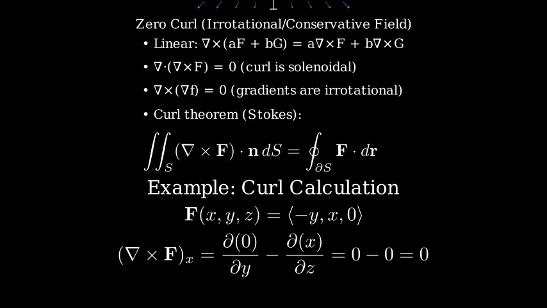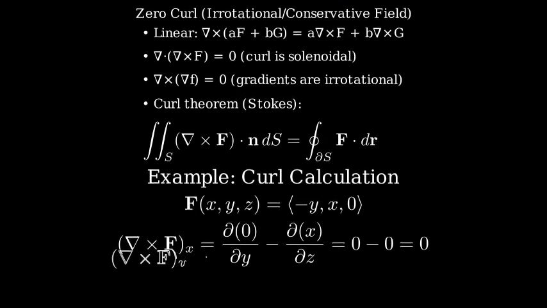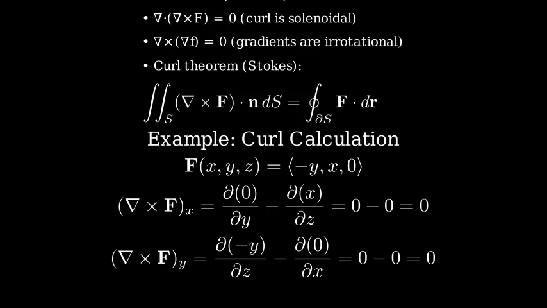Since our z component is 0 and doesn't depend on y, and our y component doesn't depend on z, this is 0. The second component is the partial of the x component with respect to z minus the partial of the z component with respect to x. Since our x component doesn't depend on z, and our z component is 0, this is also 0.